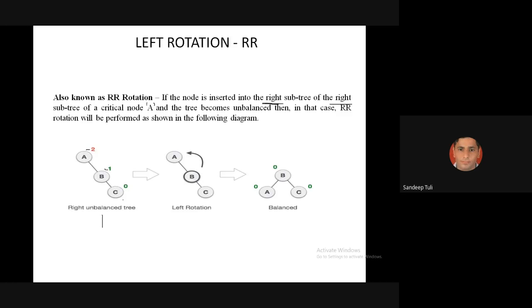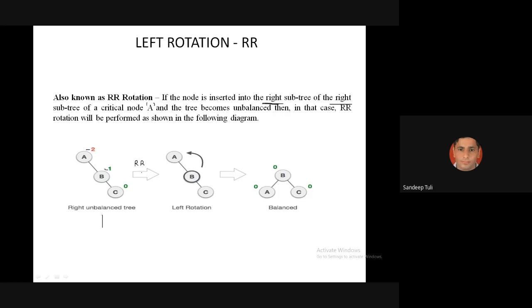So now tell me the position of C. C की position क्या है इस वक्त? Is it in the right subtree of the right subtree of critical node A? Yes, sir. Yes. So that's why we need to perform what? RR rotation.